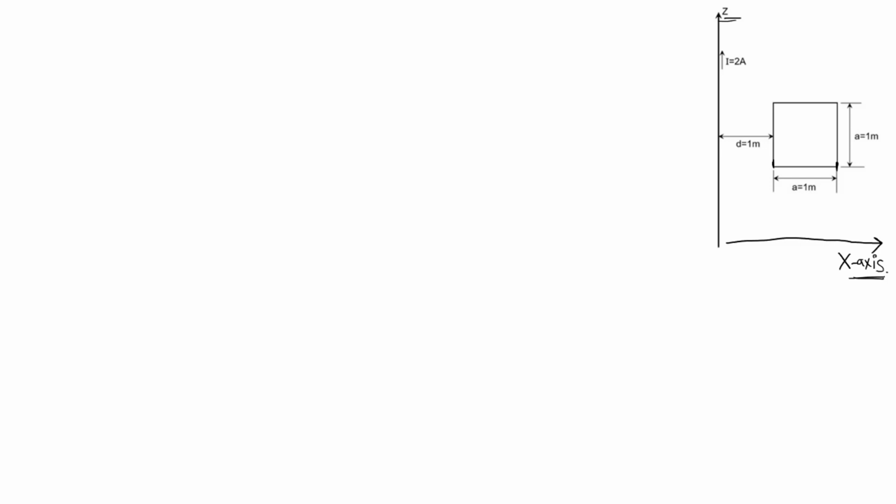The loop starts at 1 meter. Let's mark this as, say, b. As this side is given as a, we can say that this limit is b plus a. So this is b and this is b plus a. Now what we have to do is find the small flux d phi, which was B dot dA. Now what is this dA? dA is the small elemental area. Let's see what area we'll take.